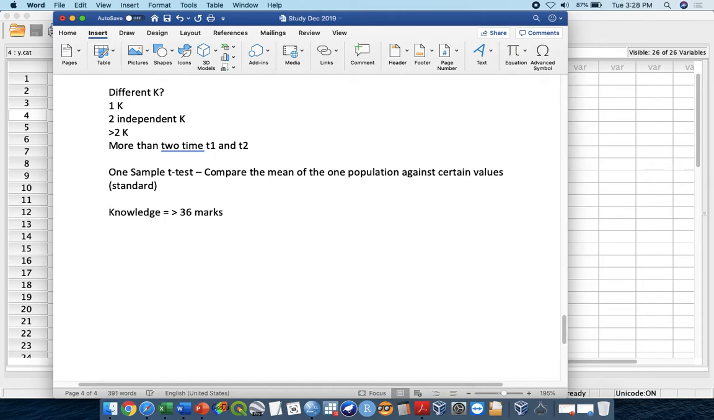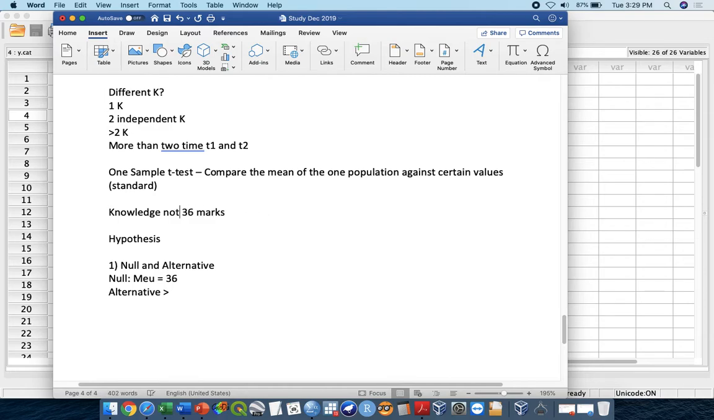So what are your hypothesis steps? Hypothesis steps are 5 steps, right? The first step is what? Null and alternative. What is your null, in terms of statistics first? Mu. You know mu? Mu is the mean. Mu is equal to 36. Your alternative will be more than. In this case, I no longer use the direction first. I'm just going to use not equal. Knowledge not equal to 36.